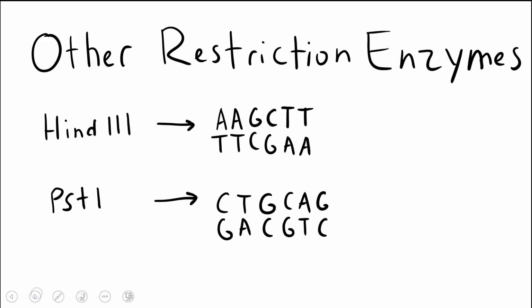There are, of course, other restriction enzymes that recognize different palindromic sequences. So here's an example of HinDIII and PstI, where you'd get breaks here, and then removal of these hydrogen bonds and breaks here and here in this particular restriction enzyme.